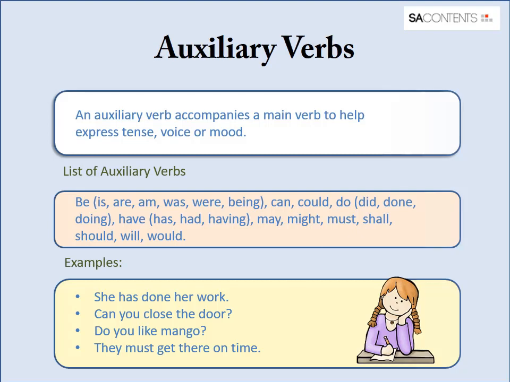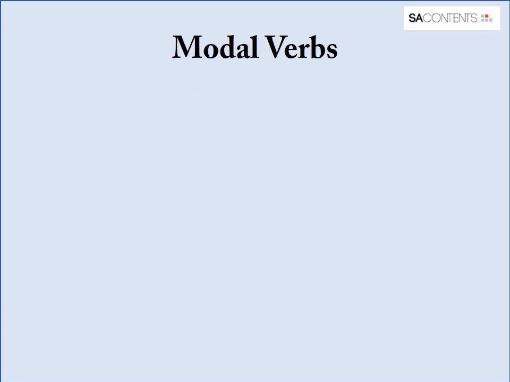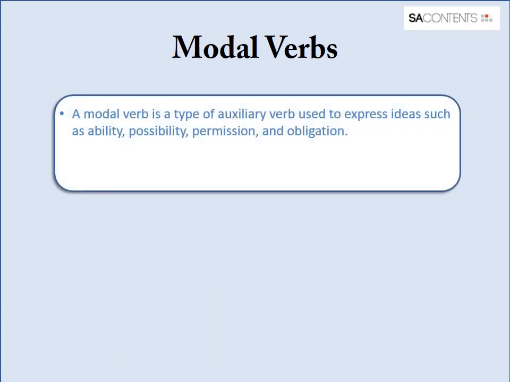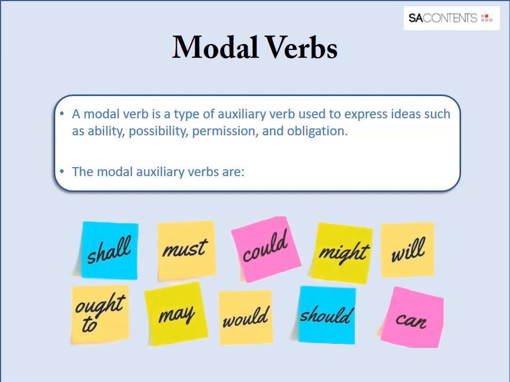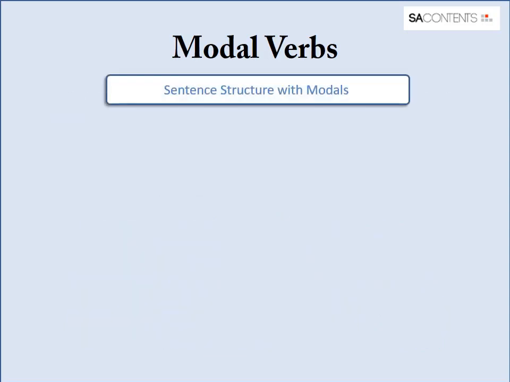Now let's talk in detail about the modal verbs. A modal verb is a type of auxiliary verb used to express ideas such as ability, possibility, permission and obligation. The modal auxiliary verbs are shall, must, could, might, will, ought to, may, would, should, can. Now let's see how the sentence structure with modals is done.